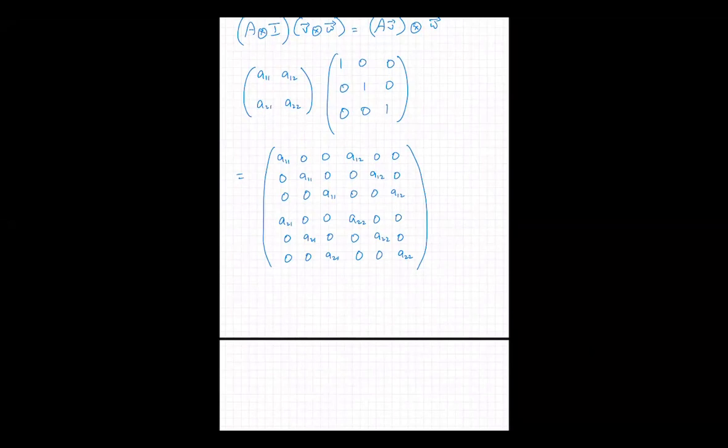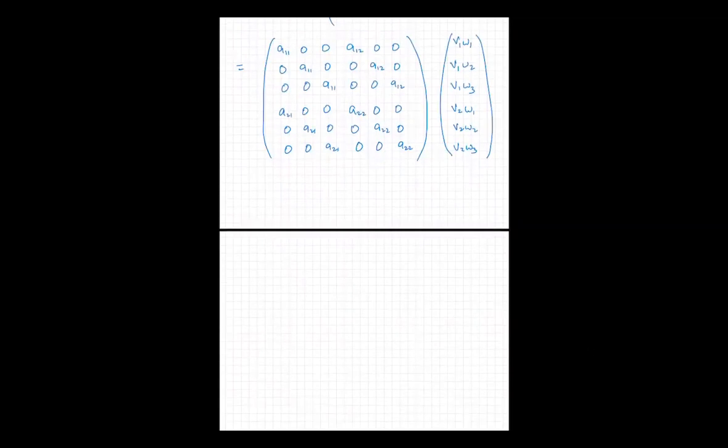Now, what would this look like when it acts on a column vector, which is a direct product of V and W? So how does this act on V cross W? Well, let's figure it out. V cross W, as we have already figured out, is V1W1, V1W2, V1W3, V2W1, V2W2, V2W3. So what is this equal to? What is the first element? The first element is A11 acting on V1W1 plus 0 plus 0 plus A12 acting on the fourth one, which is, 1, 2, 3, 4, V2W1.